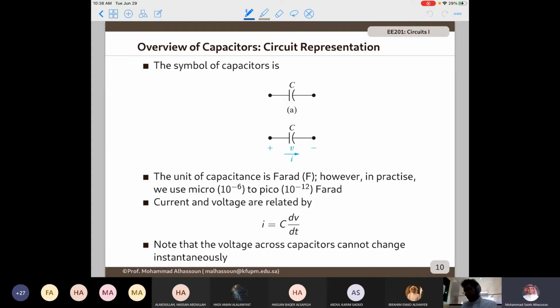Okay, from a circuit perspective, the symbol for a capacitor is this one, and we're going to use the passive sign convention to express the relation between the current and the voltage. And we see here that the current is given by the capacitance multiplied by the derivative of the voltage with respect to time.